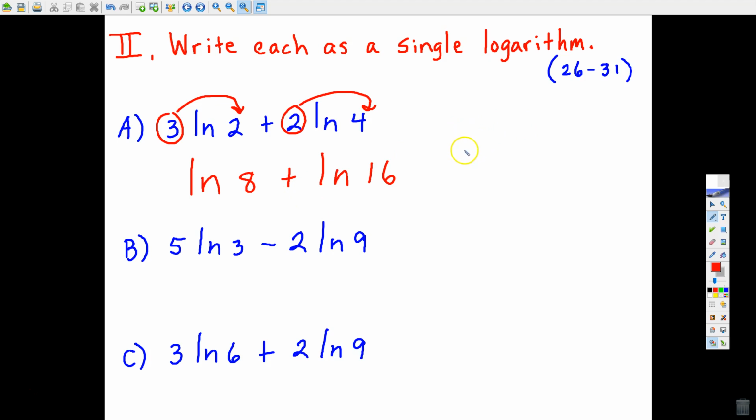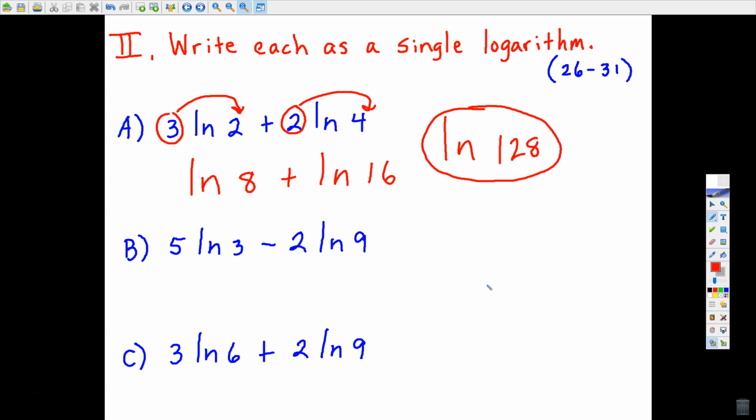using what, Maggie? That's the product property. So we're going to multiply 8 and 16 together. I think that's 128. So my final answer here for letter A, using basically two of the properties we learned, will be natural log 128. And you do not have to evaluate that. Don't give me the decimal form. You just finish by writing a single logarithm expression.